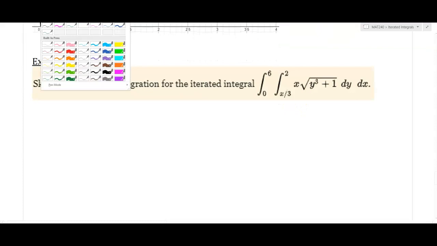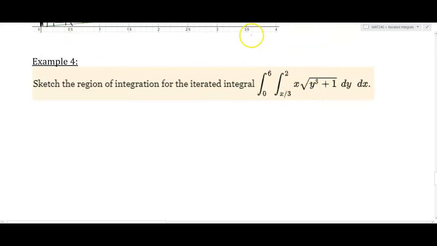One of the other important things is to be able to visualize the region of integration. So here we have a volume integral set up. We're not really concerned about the function itself. We just want to sketch the region of integration. First of all, the outer integral is with respect to x, which means we're going to be breaking this up into dx slices first. So that tells us that we're going to start at x equals 0 and end at x equals 6.